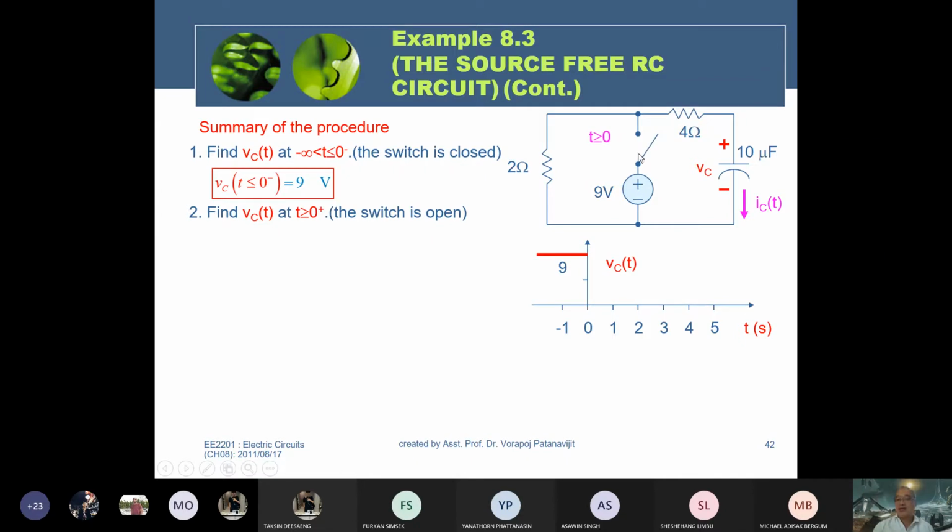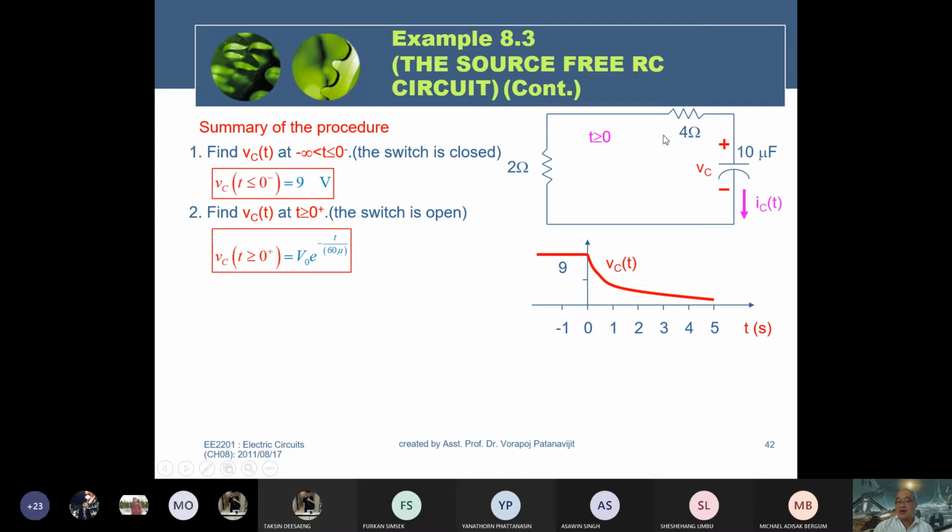If the switch is open, it means the source no longer supplies energy to the circuit. You can remove it, and the only source that you have is the energy stored in the capacitor, which tries to maintain the voltage at its value. Moreover, it delivers power to the outside world. If it delivers power, it means the current must get out from the plus terminal. It must get out, right?